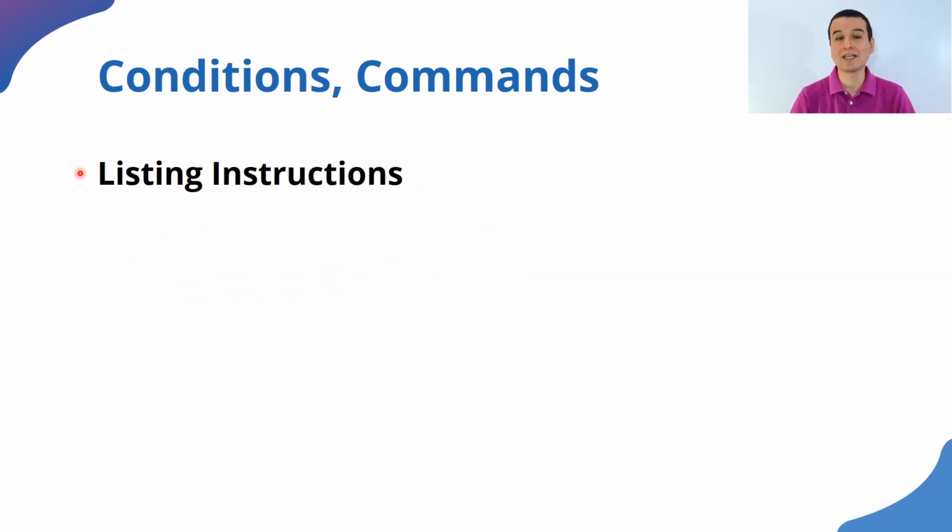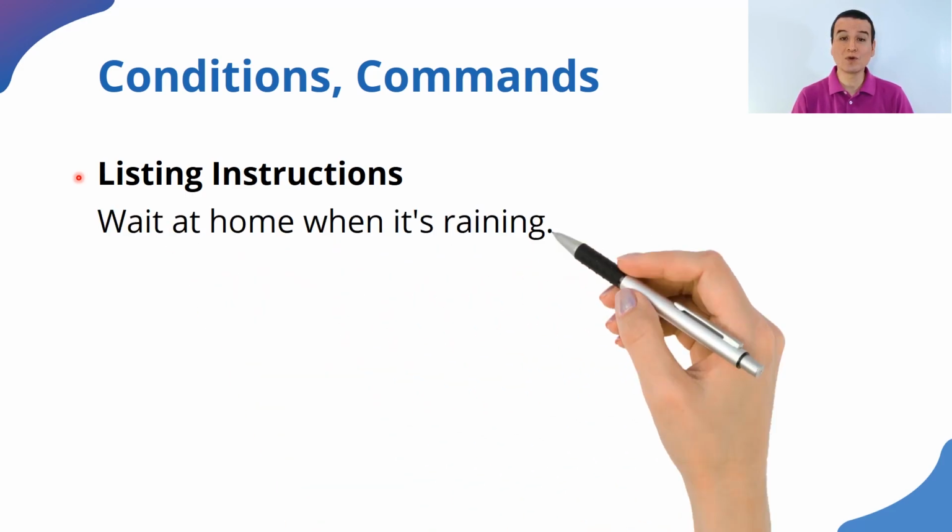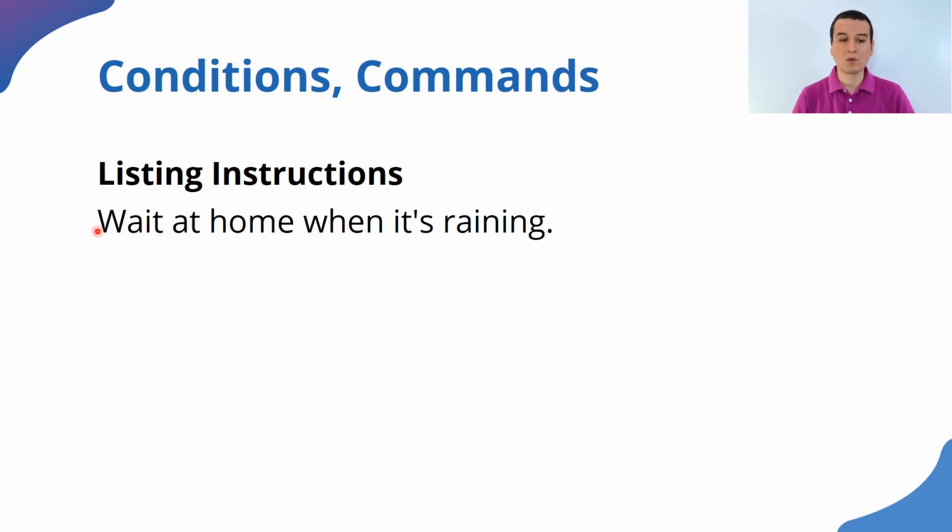Instructions are actually commands that we give to somebody so that they can accomplish some goal. All right? And the commands, we had said in the past, are an abbreviation of a sentence in the future tense. So if we remove "you will" from a sentence in the future tense with will, we have the command. For example, instead of saying "you will wait at home when it's raining," you could just say "wait at home when it's raining." Good, that's all.